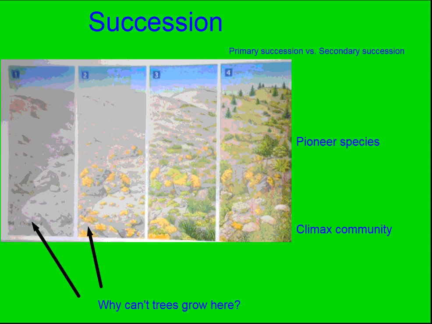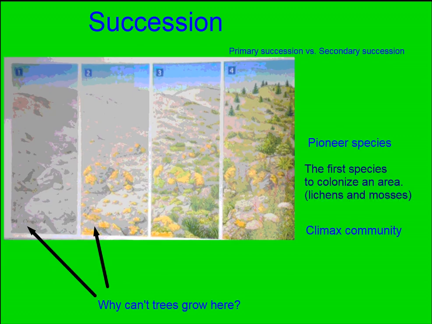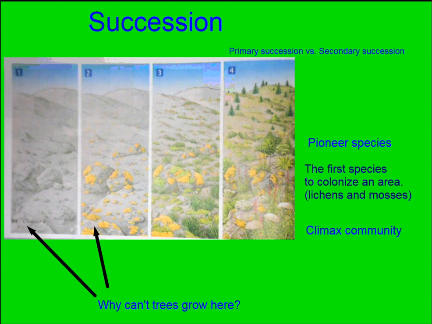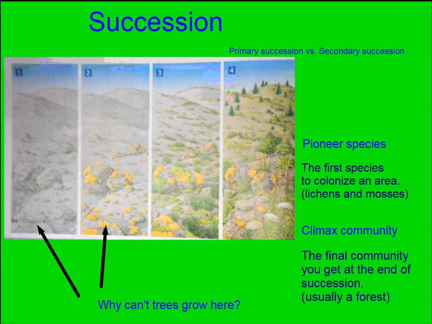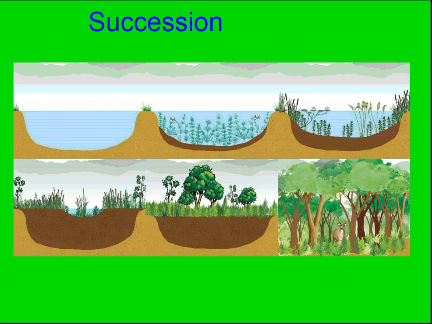Pioneer species are the first species to colonize an area. Those would be the lichens and mosses that can grow right on the rocks. The climax community is what you get at the end. On land, it's usually going to be some kind of forest. This is an example of succession as well. This pond is slowly filling in over time, sediment is building up, and the community changes.